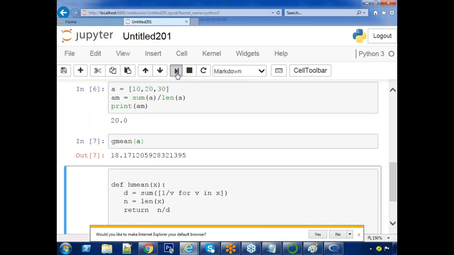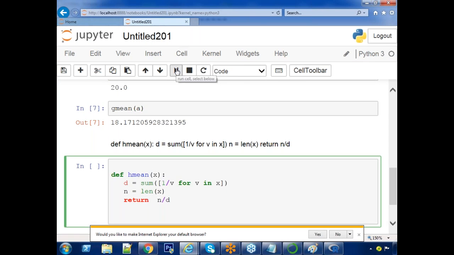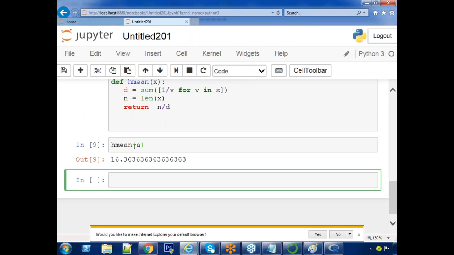The function is hmean. This one, it's not copied here. Some other key is pressed. Now hmean of that A. Previous gmean was 18 point something, this is 16 point something, our arithmetic mean is 20 point something. So the relationship is: arithmetic mean is greater than geometric mean, which is greater than harmonic mean.